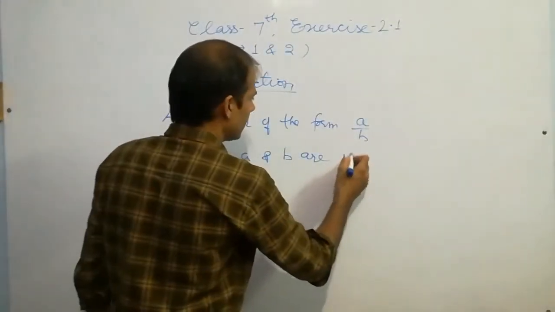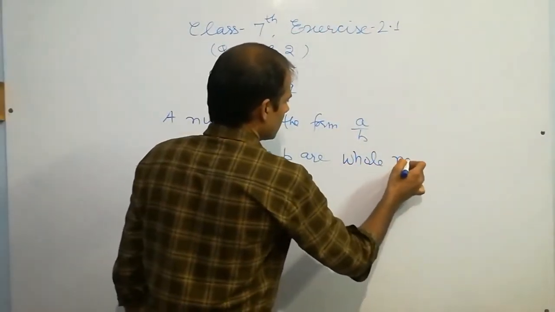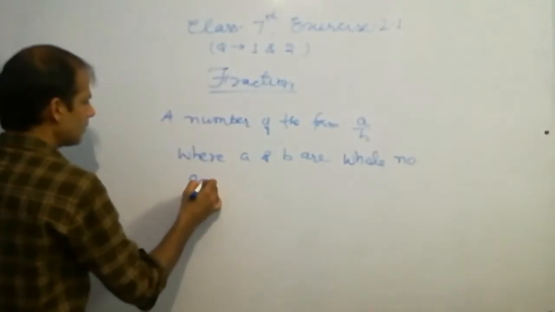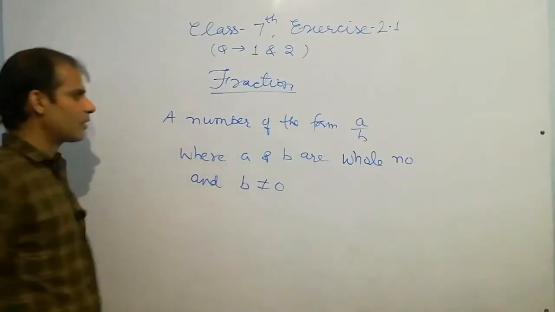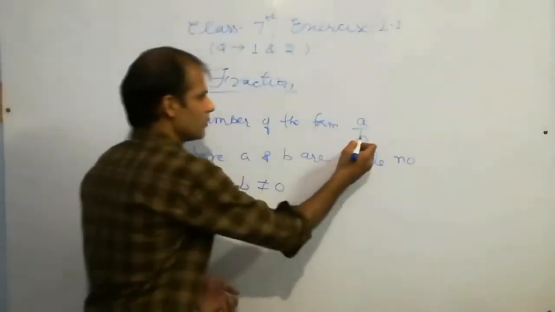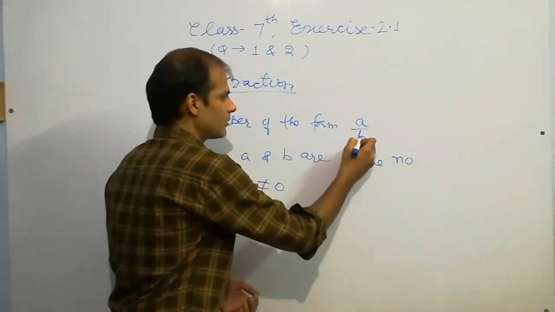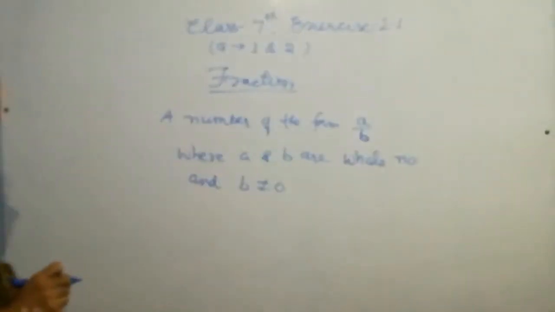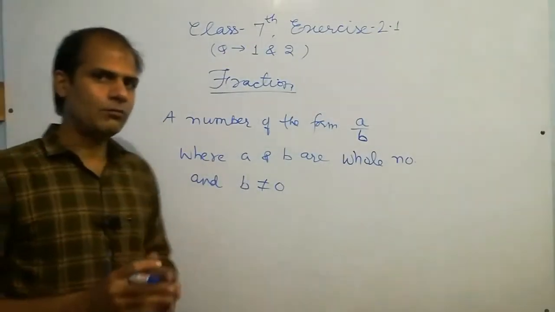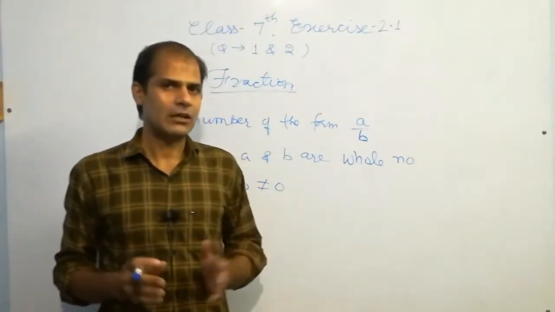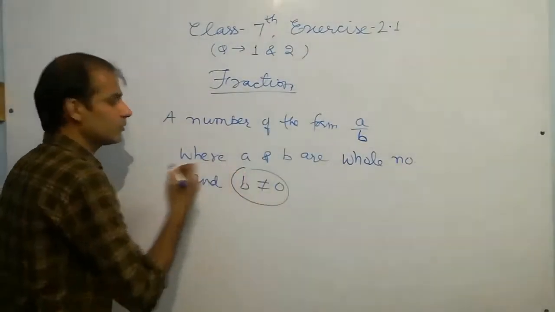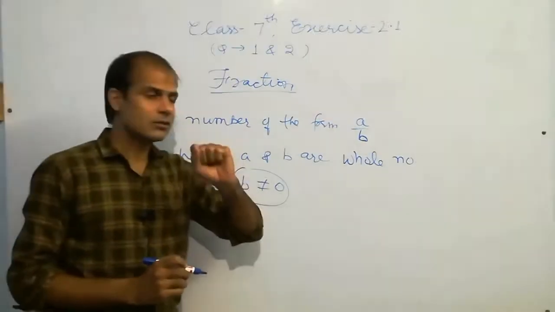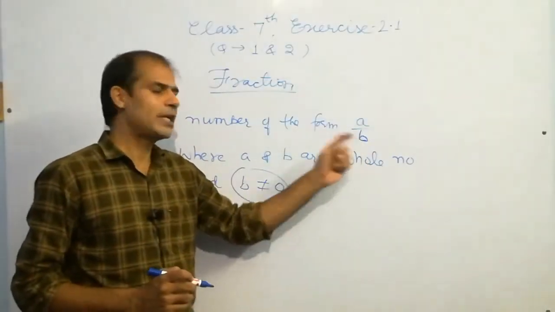A and B are whole numbers, and a very special condition is there, which is B not equal to 0. So you have to remember this definition: a number of the form A upon B, where A and B both are whole numbers and B is not equal to 0. This condition is very important. It means A can be 0 but B cannot be 0.